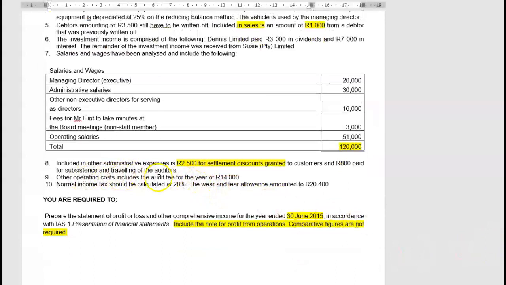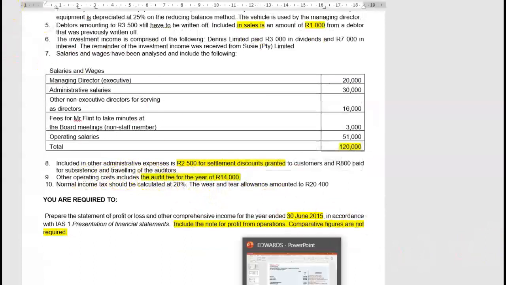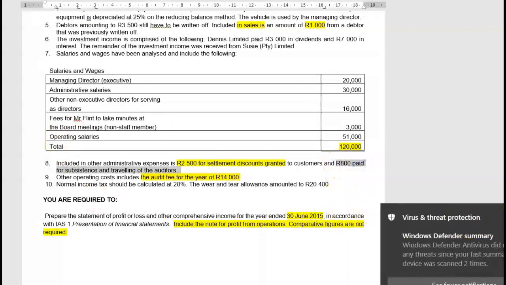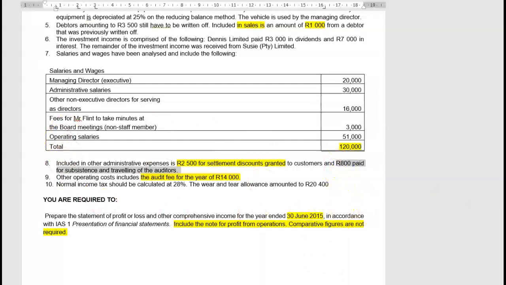Other operating costs includes an audit fee for the year of R14,000. Oops, I've missed something. R800 was paid for subsistence and traveling of auditors, which is included in admin expenses. Now, when an auditor performs an audit, so a real audit in the true sense of the word, it is classified as an administrative kind of activity. So the audit fee and all the expenses associated with that audit will be shown as an admin expense.